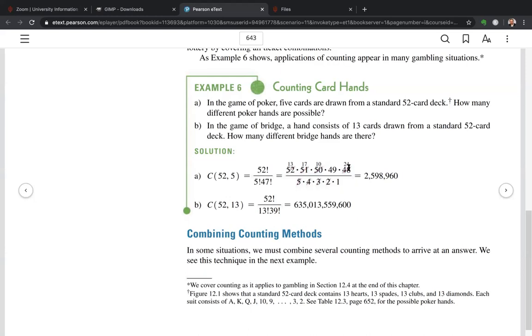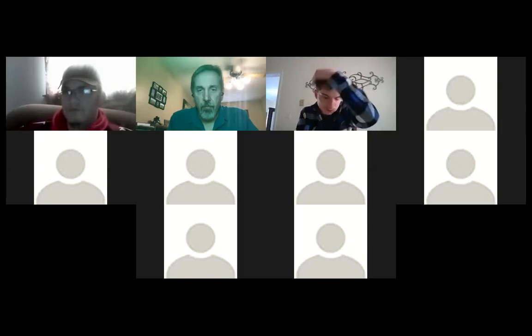Now, here's what's important to understand. Why is a poker hand an example of a combination instead of a permutation? Well, very simply, it's because the order in which you receive the cards doesn't matter, okay? So let me show you what I'm talking about here. Go back to the notes.